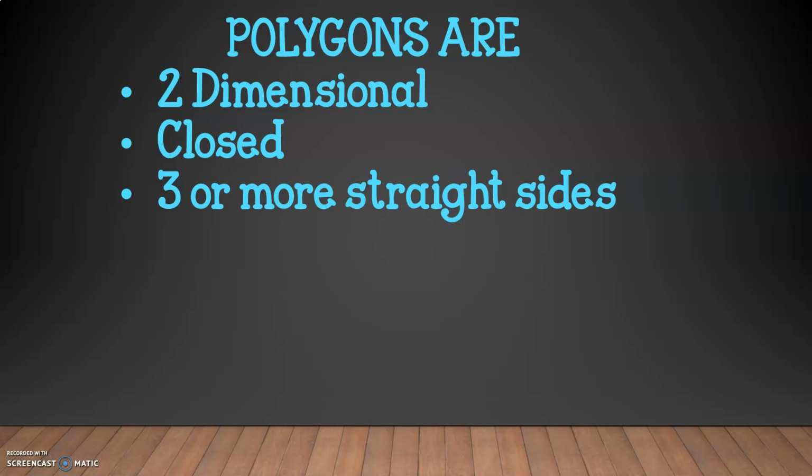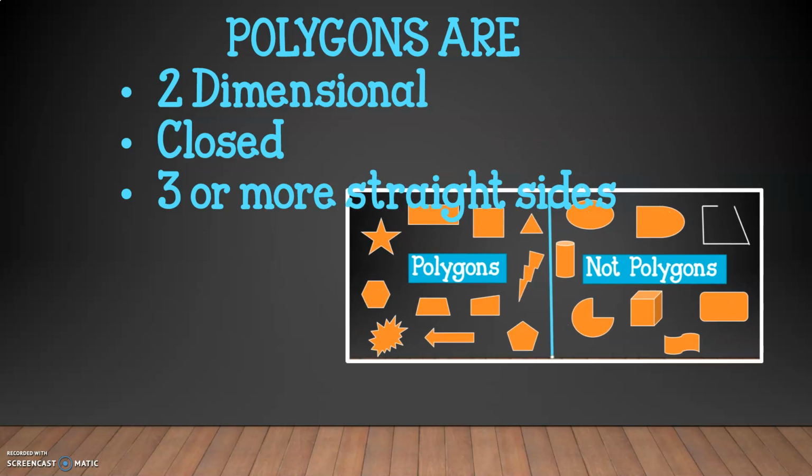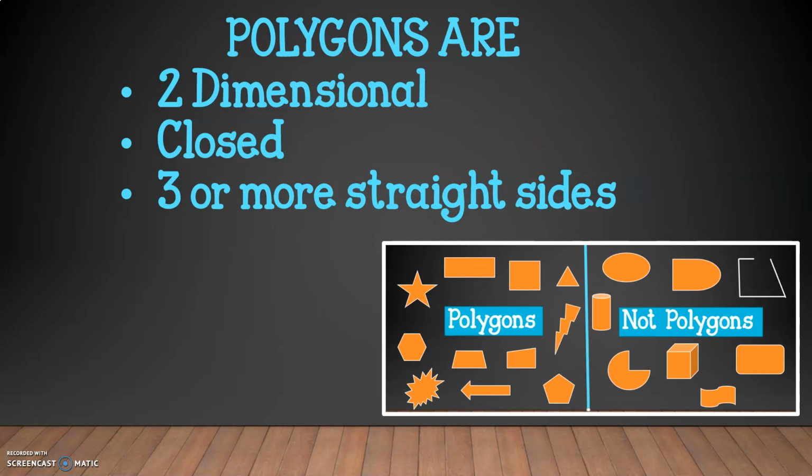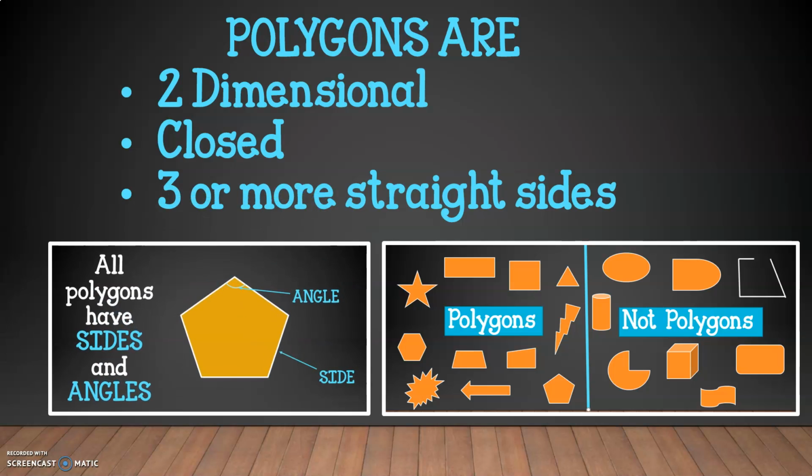Yesterday, we talked about what polygons are. We learned that polygons are two-dimensional or flat shapes that are closed, meaning that there are no openings for anything to go out or come in, and that they also must have three or more straight sides. We looked at examples of polygons and non-polygons, and we also learned two new words, side and angle. A side is that straight edge of a polygon, and an angle is the area inside the polygon where two of those sides meet. We're going to use that precise mathematical language today as we talk about our polygons.